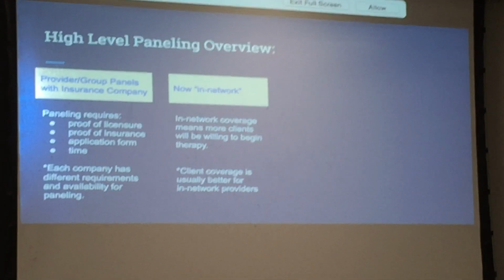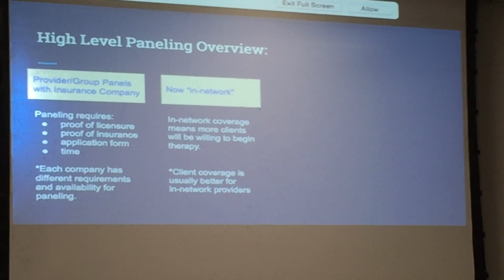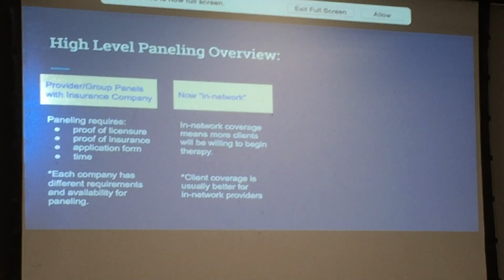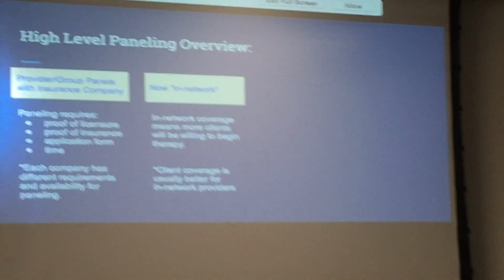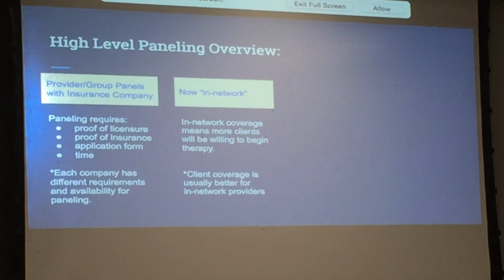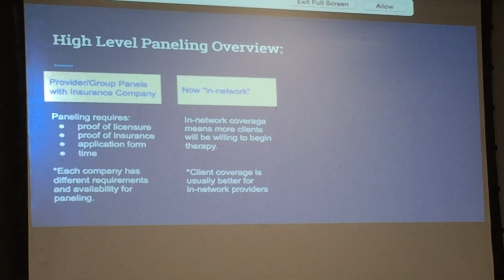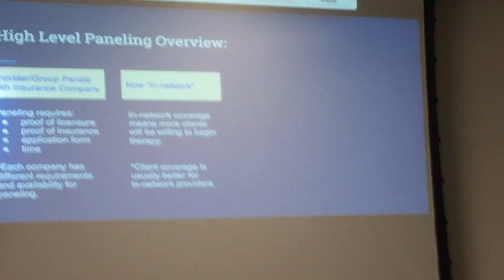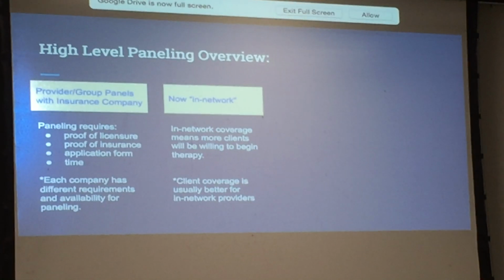When clients find out that they are covered by insurance, they're more likely to begin services, okay? I don't know if you've ever had that experience going to the doctor or the dentist and they don't take your insurance, and it's like, I'm not actually going to go to you then. That happens every day. It's just a fact of life that if you're not paneled, those people won't have you as their first choice, if that makes sense.